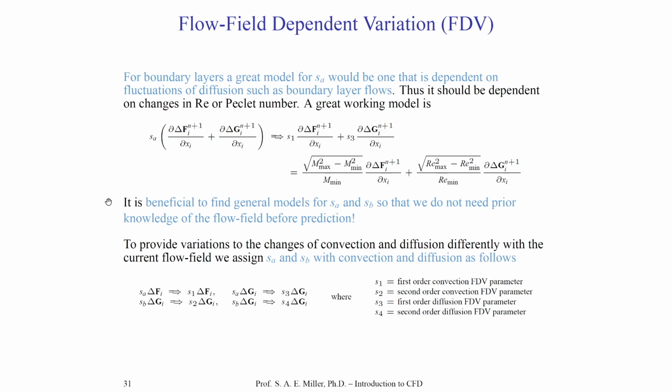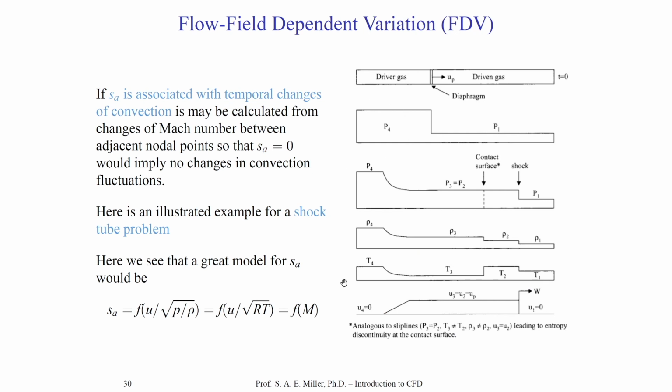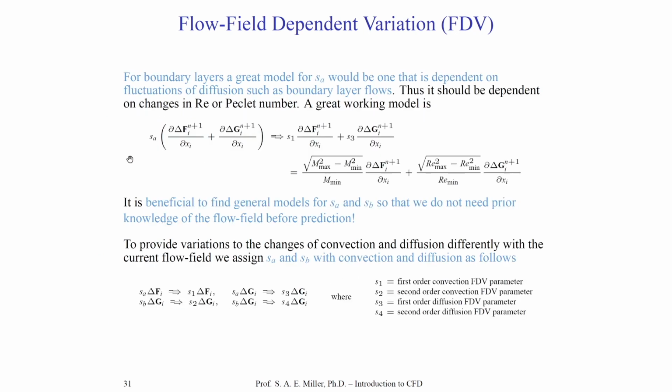It will be very beneficial to find general models for SA and SB. We've only shown you two particular models, SA for a shock tube problem and SB for, of course, a boundary layer problem. But this is rather cumbersome in that we have to create entire models just to vary SA and SB through the flow field. We'll try and seek out just general models. And how might we do that?